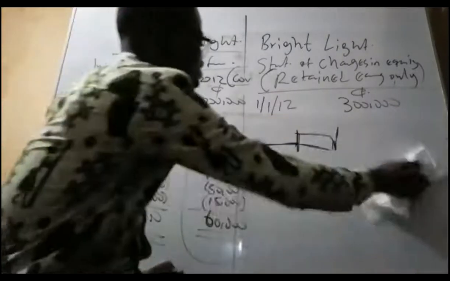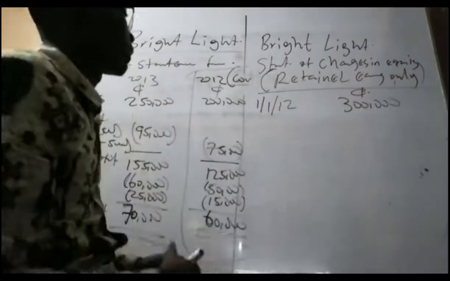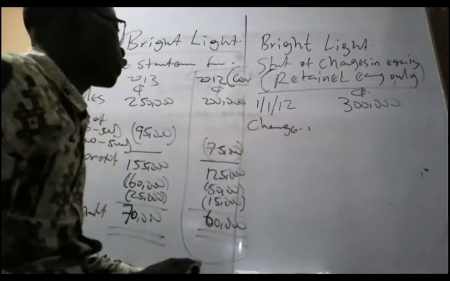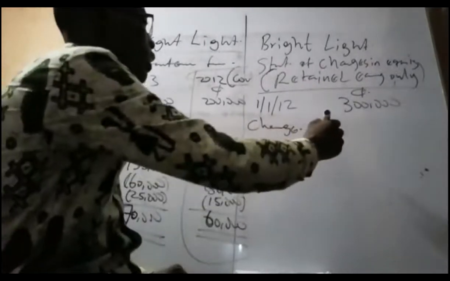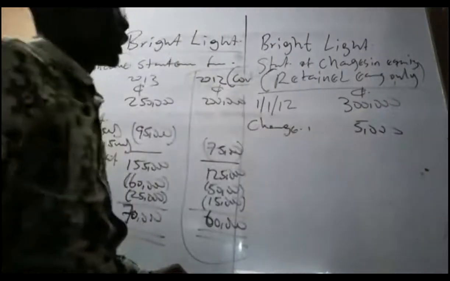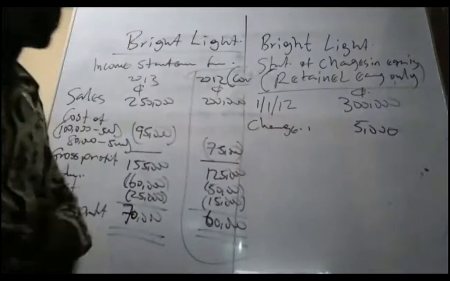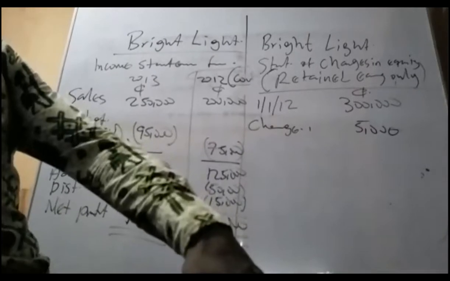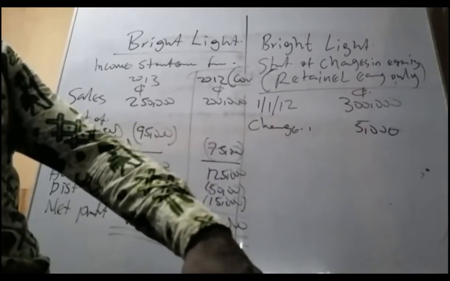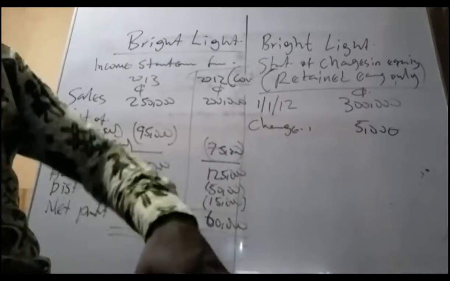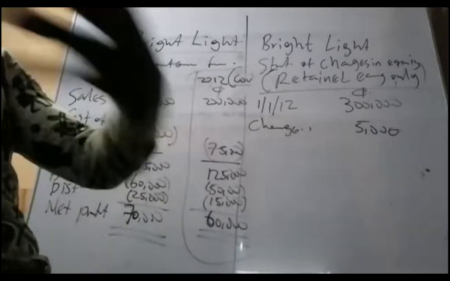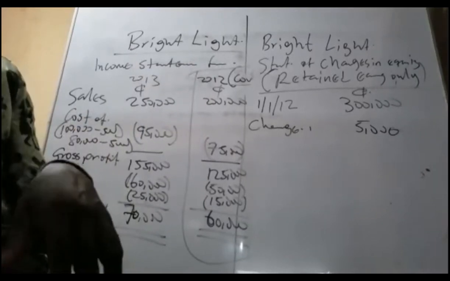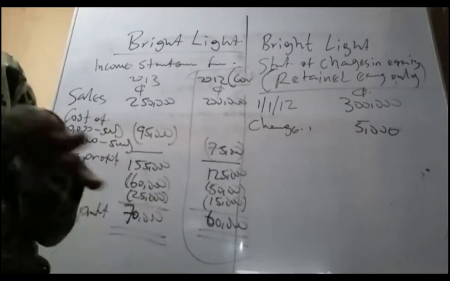So we are done. In short, I just have to tell the examiner: change in accounting policy, bracket inventory valuation, and put a 5,000 here. Here, are you adding or subtracting? Look at the effect on profit. First, we said that the closing inventory was understated. If closing inventory is understated, cost of sales will be what? Overstated. Now, cost of sales was overstated. If cost of sales is overstated, what happened to your profit? Your profit will be understated.